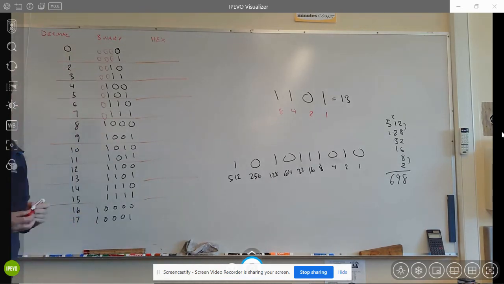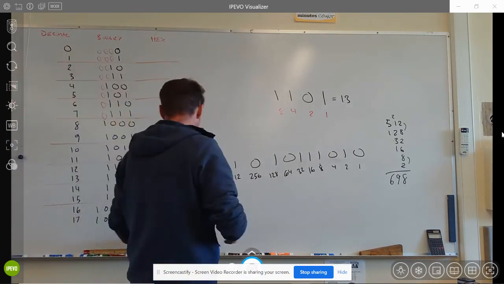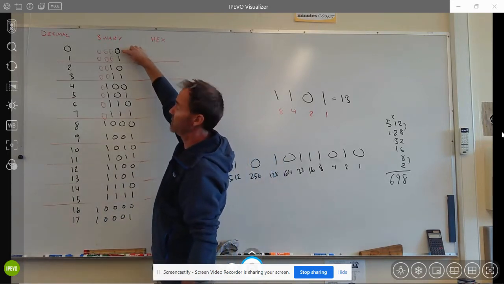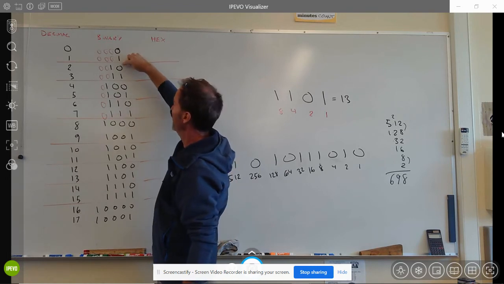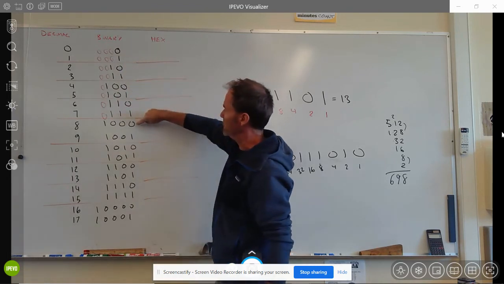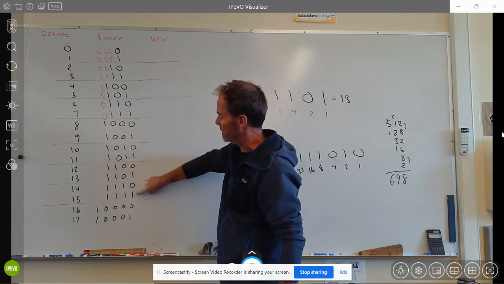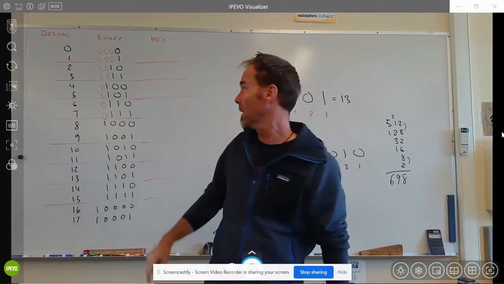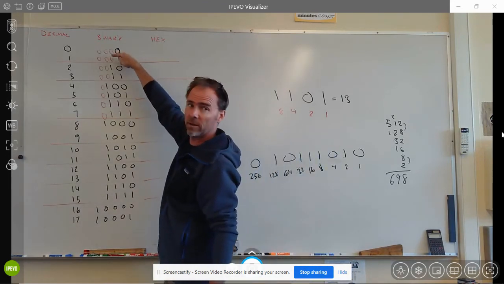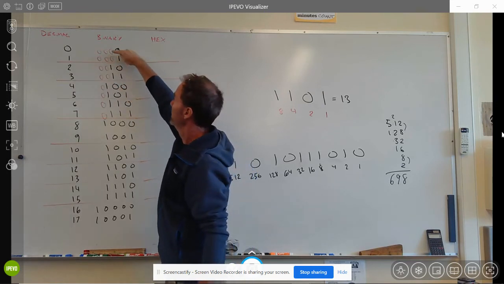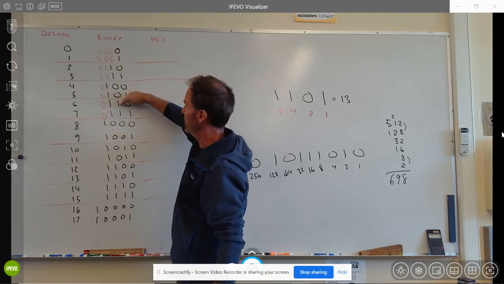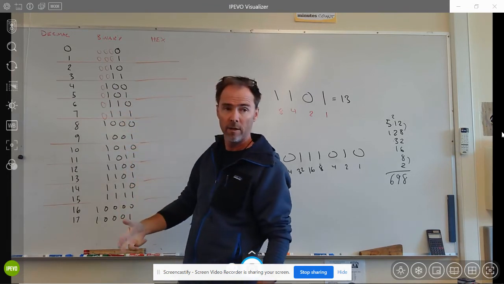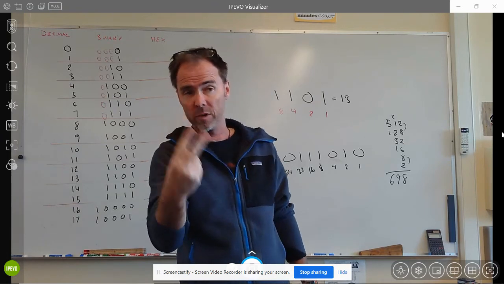So now look at something interesting, right? In binary, the first position is the ones. 0, 1, 0, 1, 0, 1, and so on. They change every 1 time. Look at the second position out, the 2s, right? 0, 0, 1, 1, 0, 0, 1, 1, and so on. They change every 2 times.